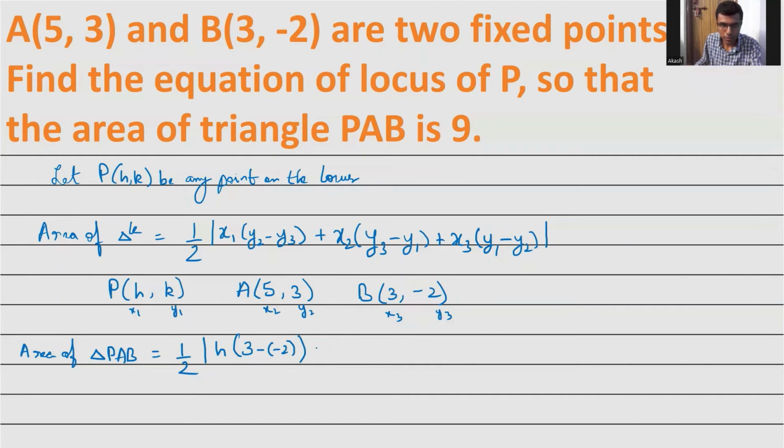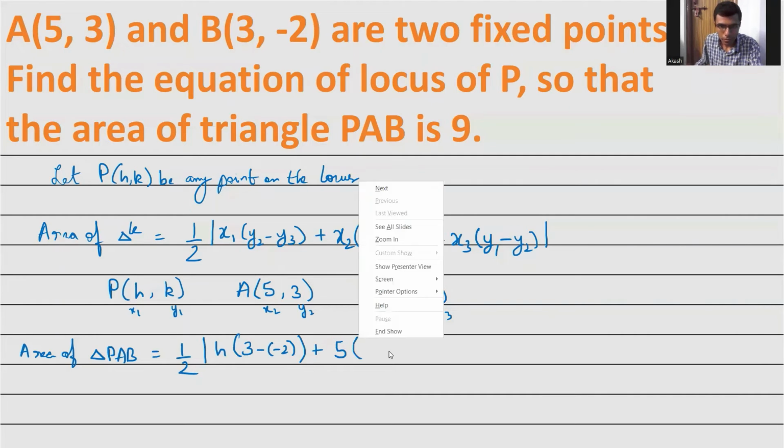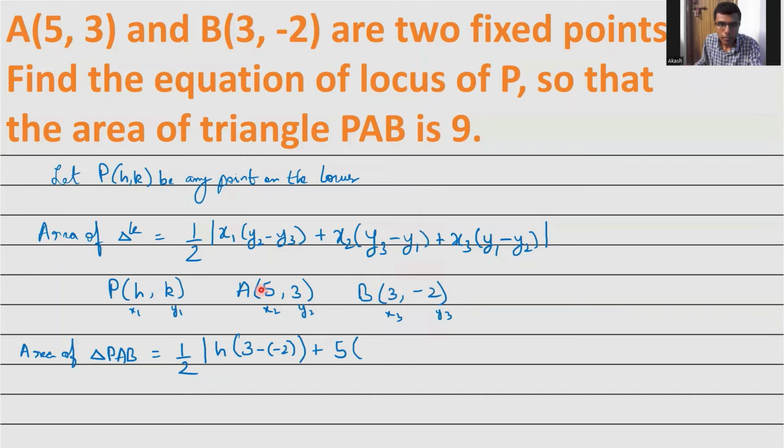Don't be lazy in putting steps. Put down all the steps because it will help you avoid mistakes. 5 into x2 into (y3 minus y1), so (-2 minus k), plus x3 is 3, 3 into (y1 is k), (k minus 3). Okay, now let's get into simplification.